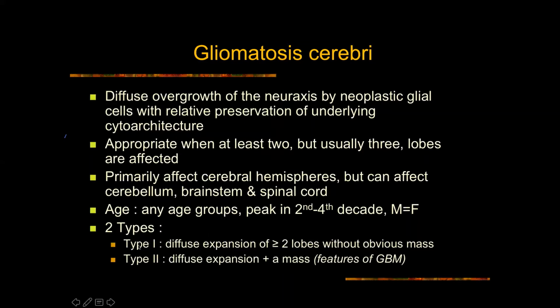And there are 2 types, type 1 and type 2. Type 1 is when there's expansion of 2 or more lobes, but without an obvious mass lesion. Whereas type 2, you have the same appearance, but within this, there's a mass, a clear GBM.